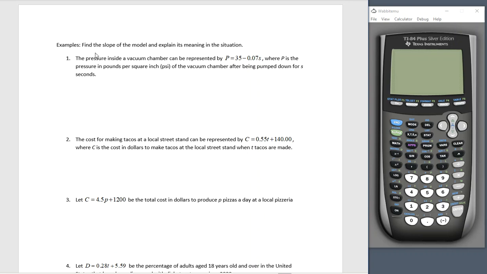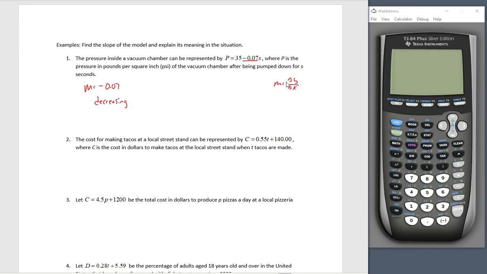All right, so what's changing? The slope is how it's changing. And so my slope will be negative 0.07. Not the S, just the number in front of the variable portion of our model. So what does this mean? This means that it's decreasing because of the negative, 0.07. Remember that slope is change in y over change in x.